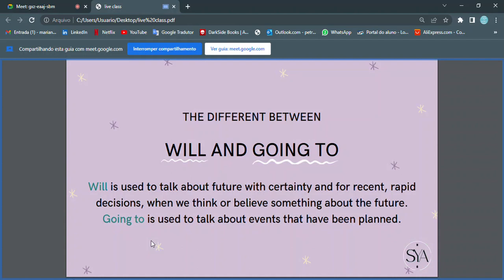Okay. So basically, when we use the will and going to, you need to have this reading of the situation. We need to understand what is happening in the situation. It's not just grammar. You don't need to just analyze the sentence grammatically. You need to understand the whole situation that's happening in the sentence. Okay.